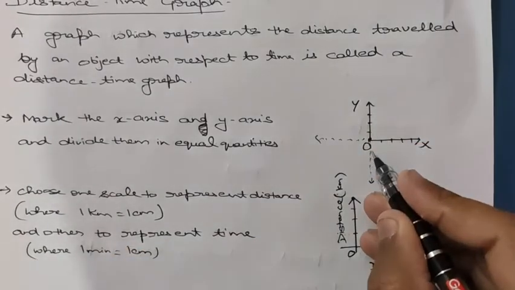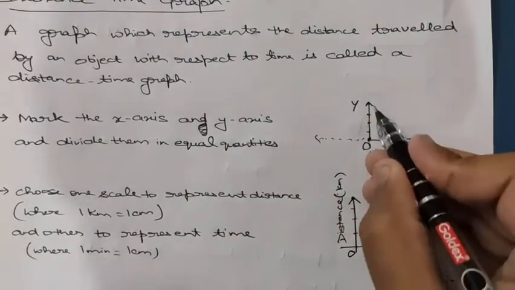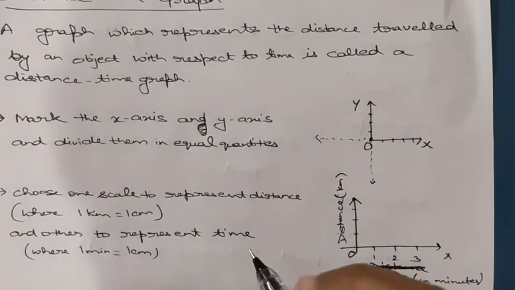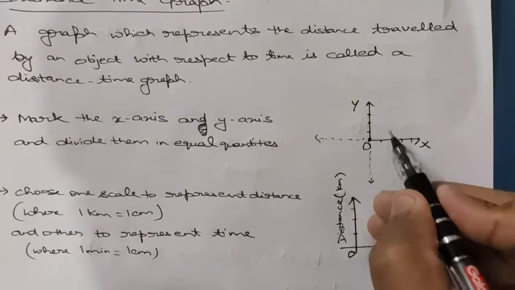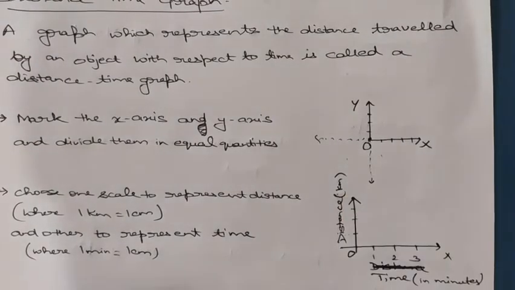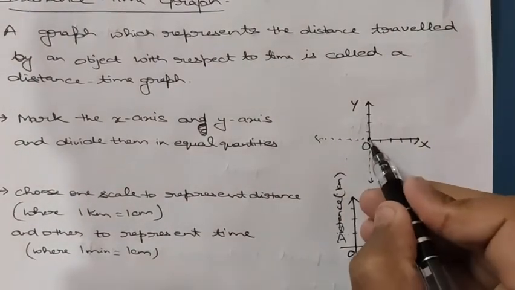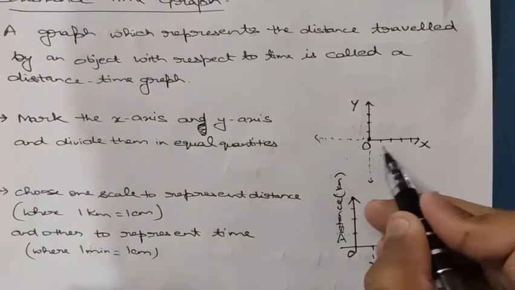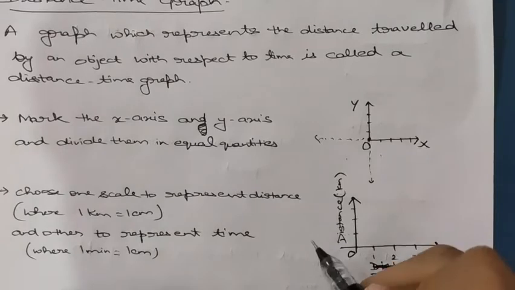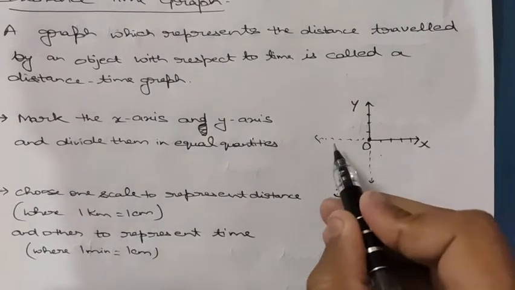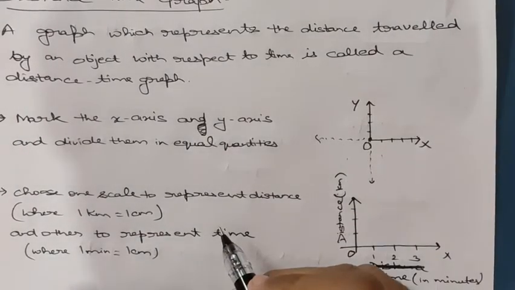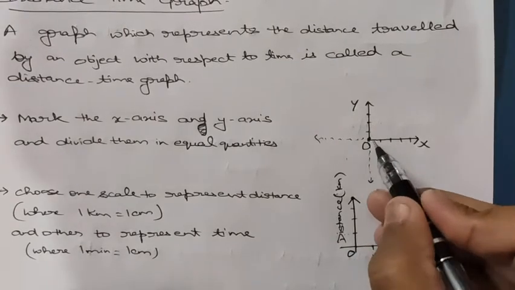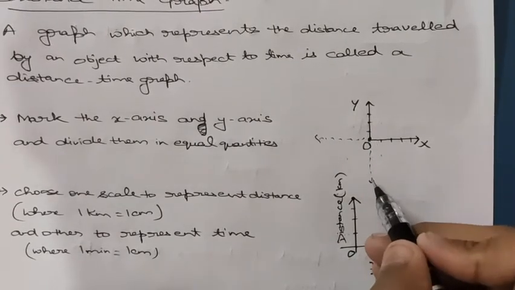You are seeing that these are perpendicular to each other. See, OY is perpendicular to OX. Okay, so you get 4 quadrants, 1, 2, 3 and 4. Now the values from O to the right hand side, this one OX, these are positive values, and to the left hand side, this one is the negative values. Similarly, above OY, all are positive values, and below this one is the negative values.